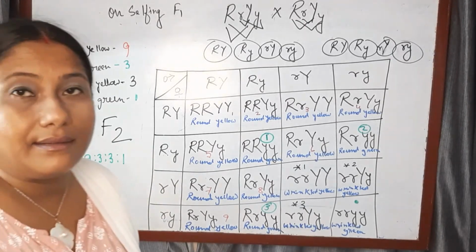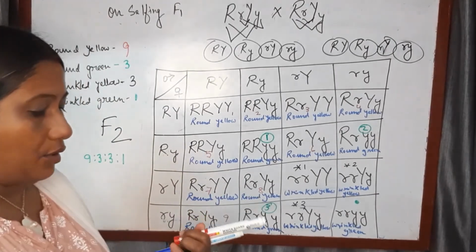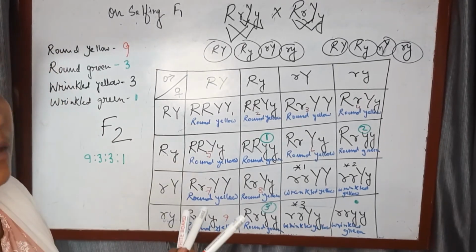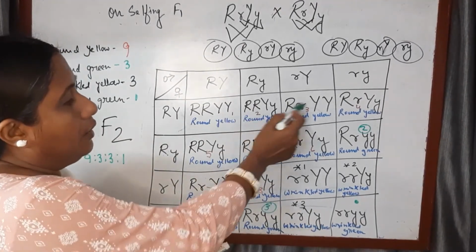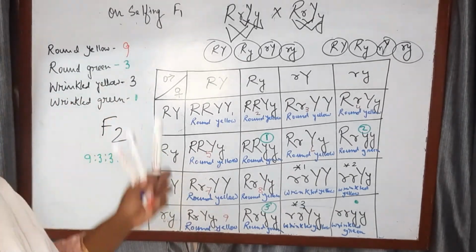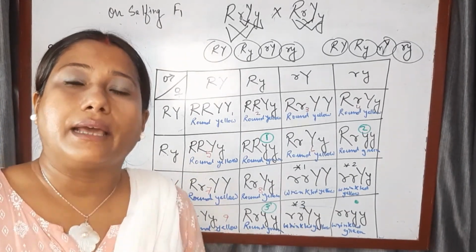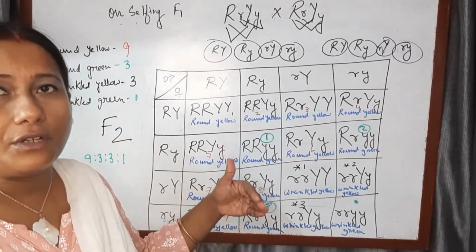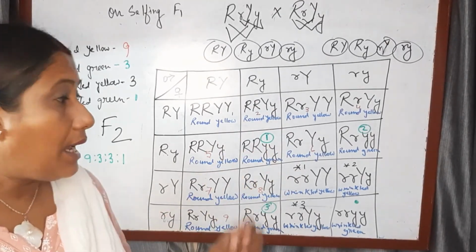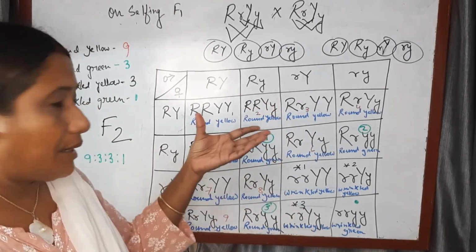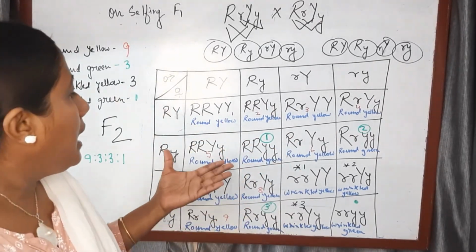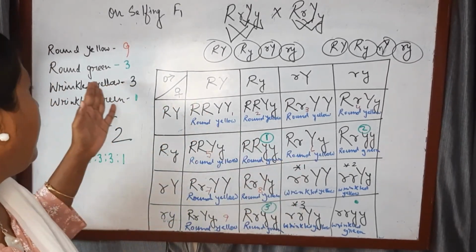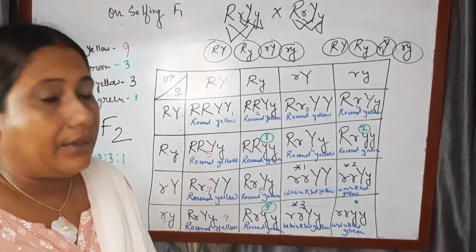What is the phenotype? The external appearance of the trait, of the character of any organism. So here you see round yellow 9, meaning phenotypically we can see 9 round yellow, and genotypically it is different. You don't have to find out the genotype. In some other video I will discuss how to consider the genotype, otherwise it will become too lengthy. And round green is 3, wrinkle yellow is 3, and the wrinkle green is only 1.